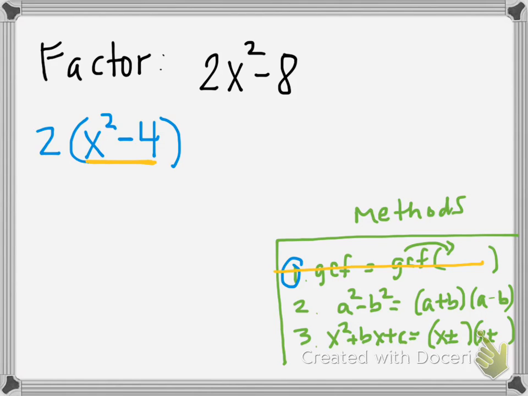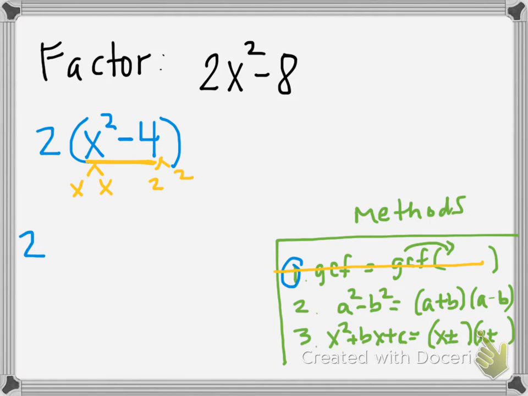First of all, it has to be subtraction between two terms, and I do have a subtraction symbol in between two terms, x squared and 4. And both of them have to be squares. Well, is x squared a square? Well, that's x times x. Is 4 a square? Yeah, that's 2 times 2. So in fact, we're actually going to be applying two different methods here to factor.